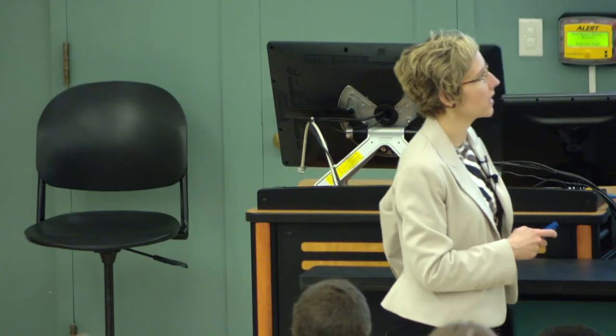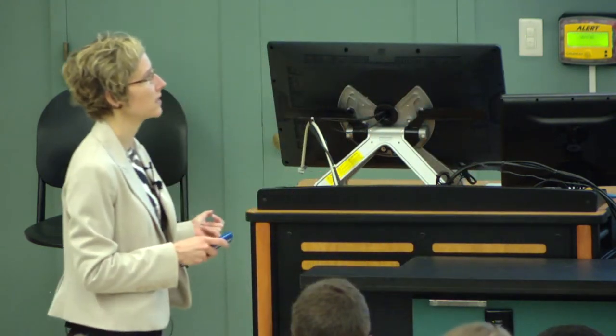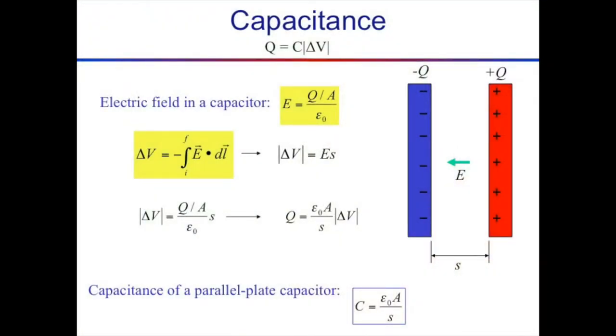And I compare back to the original definition of capacitance, that Q is CV. And I see that this epsilon naught A over S must be the capacitance. So the capacitance then, C, is epsilon naught A over S. Do you have any questions about that?